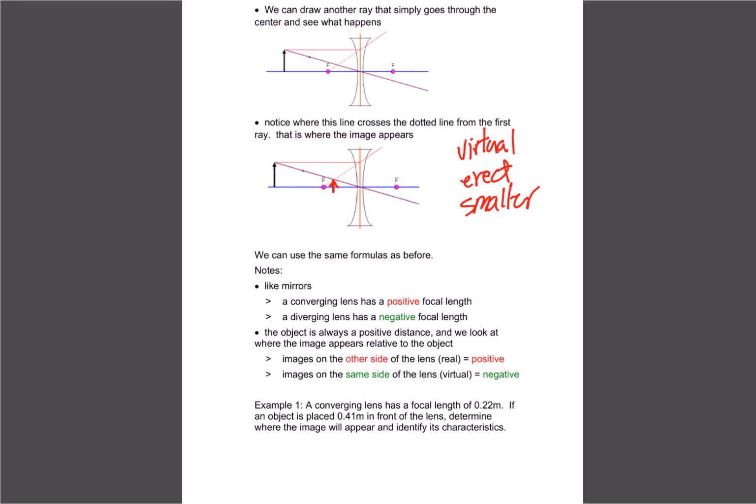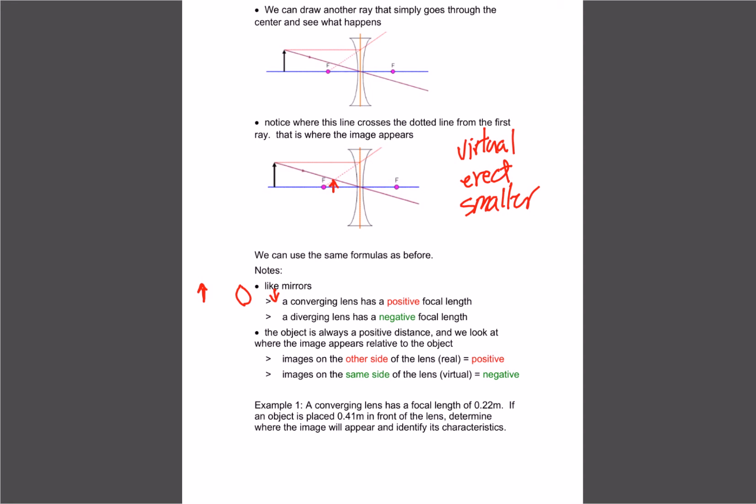So when we're using formulas, we do the exact same thing. The only difference is we just have to be careful of the positive or the negatives again. So a converging lens, remember, is a convex lens. So we say our f is positive, and things that are on the other side, so our object was in front, our image was on the other side, we call that a positive. So you want to think of it as if it goes through the lens, it's positive.